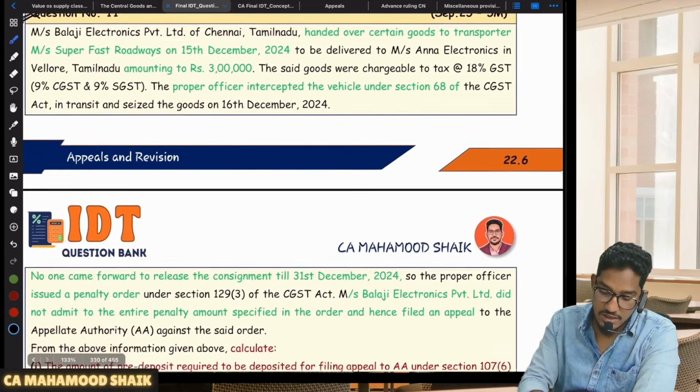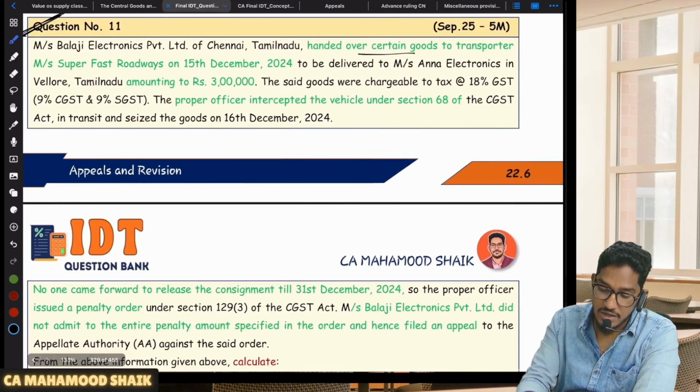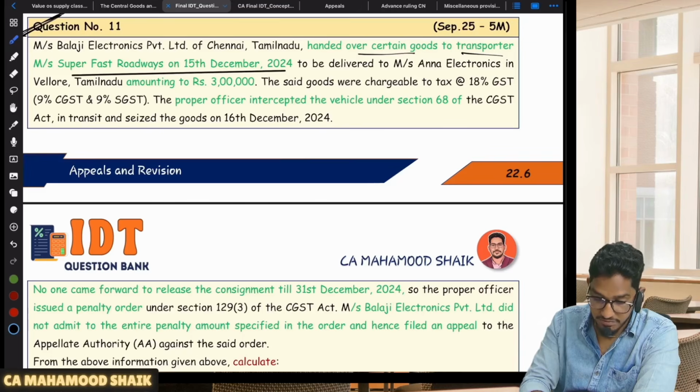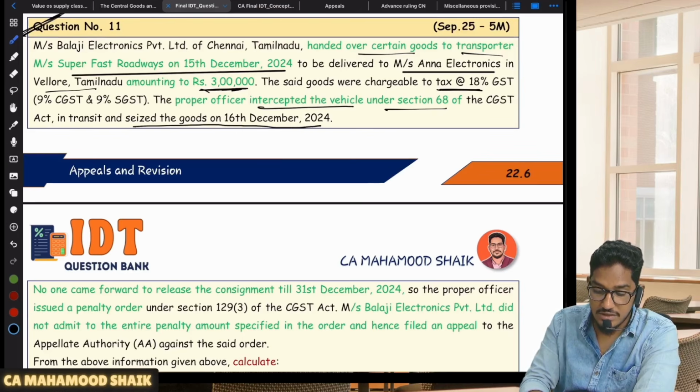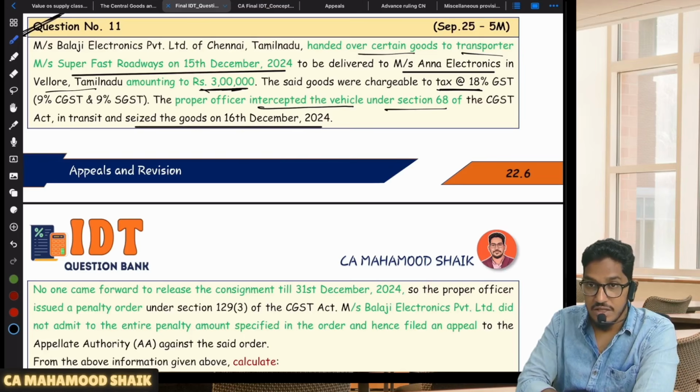Next. Bajaj Electronics Private Limited of Chennai, Tamil Nadu handed over certain goods to transporter Superfast Roadways on 15th of December 2024 to be delivered to Anna Electronics in Vellore, Tamil Nadu, amounting to 3 lakh rupees. The said goods were chargeable to tax at the rate of 18%. The proper officer intercepted the vehicle under section 68 of the CGST Act in transit and seized the goods on 16th of December 2024. Section number 68, the proper officer can intercept the vehicle, do the verification, and he can take that goods or conveyance into custody. Then which penalty provisions will come?